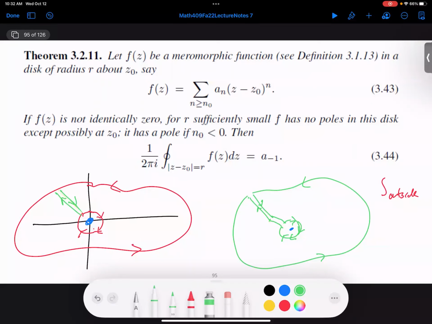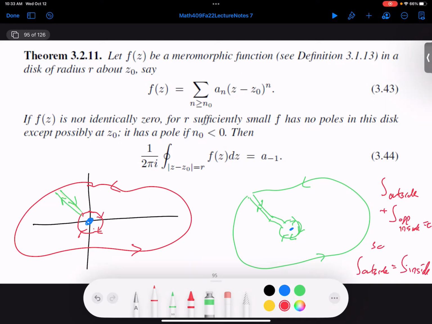So the outside is counterclockwise, the inside is clockwise. So we're doing the integral on the inside in the opposite direction. So the integral of the outside plus the integral of the opposite of the inside equals 0. So the integral of the outside equals the integral of the inside.